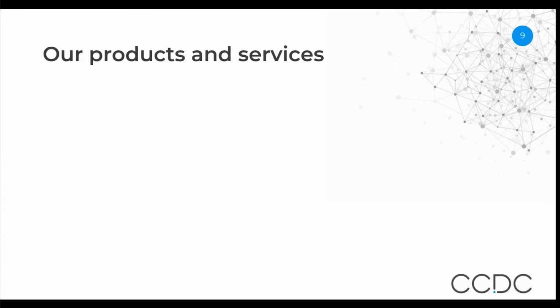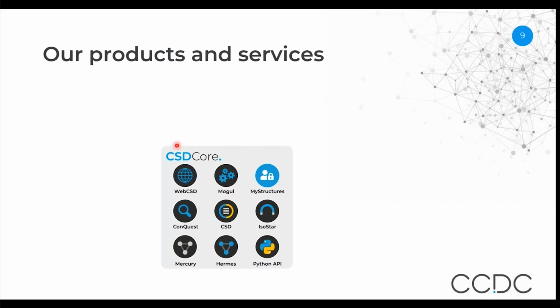So a bit more on what your license covers. First off, we have CSD Core, and this includes the main database itself, CSD, and some of our other tools. So we have Mercury and Hermes, which are our visualization tools. We've got ConQuest and WebCSD, which gives you an option to search the CSD both on your desktop and from a web browser. We've got Mogul for geometry interactions. And if you are comfortable using a Python API, you can basically carry out a lot of the same processes, but from a command line.